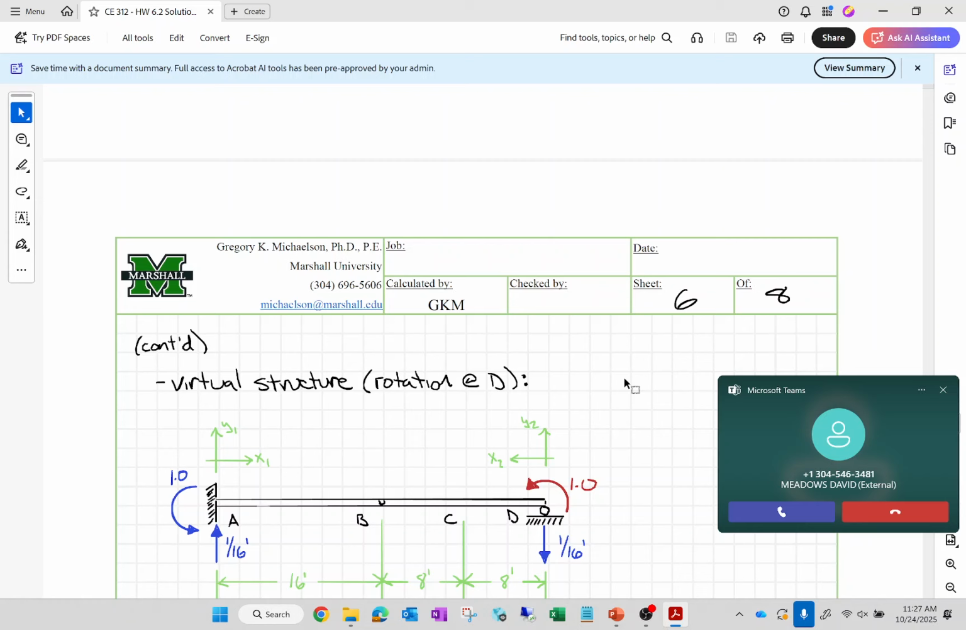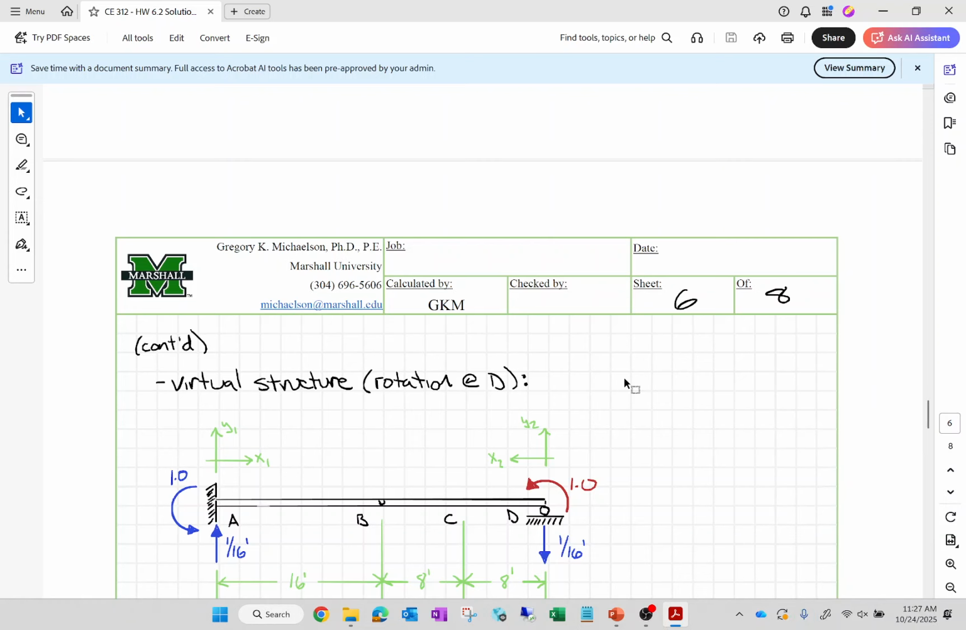If you wanted to sum moments, if you wanted to do that, we don't have to consider ax, we don't have to consider ay. So if we wanted to do this, we could have am, we could have 1 times 16, and we could have dy times 32. So 16 equals am plus dy times 32. So am is 16 minus 32 dy.